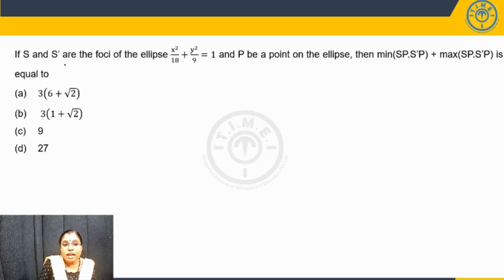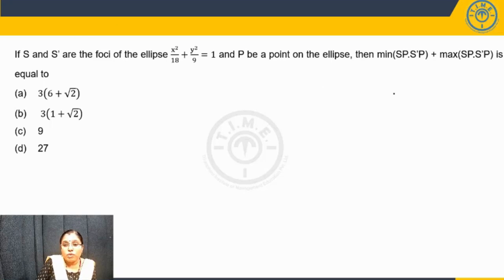If S and S' are the foci of the ellipse x² by 18 plus y² by 9 equal to 1, and P is a point on the ellipse, the minimum of SP into S'P and the maximum of SP into S'P is equal to.